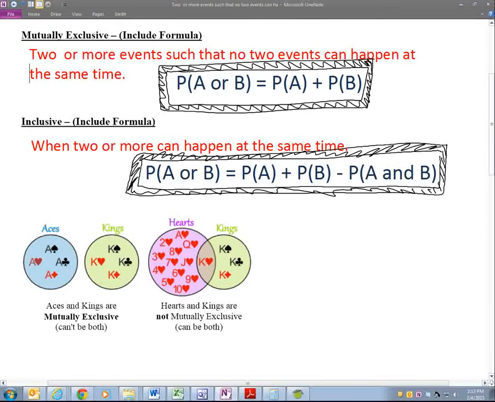Then we have inclusive, when two or more can happen at the same time. Okay? So those are two events. Event A, singing. Event 2, sitting. Can you sing while sitting? Yeah, you can sing while sitting. So that would be a situation where two things can happen at the same time. Do you agree? Now, we're going to get into a more concrete example that you can see with this.